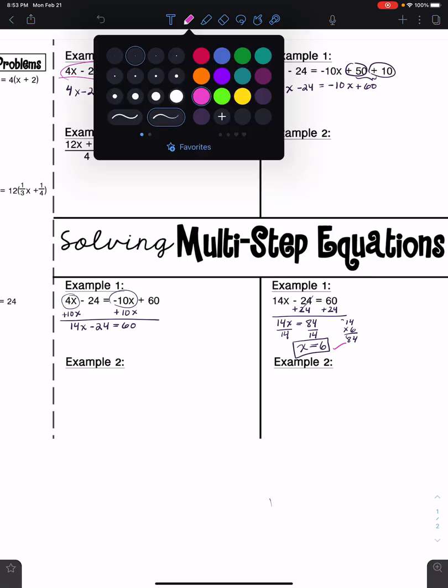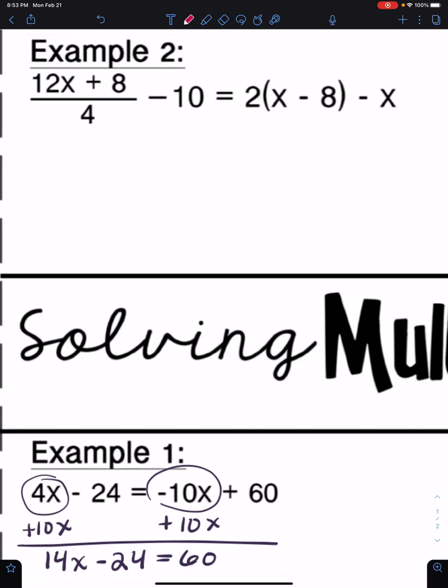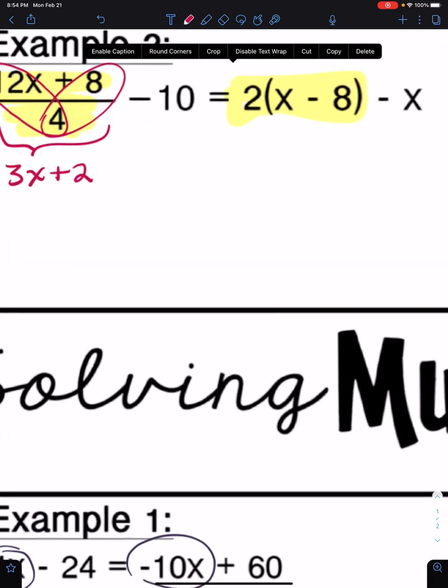Okay, we have another equation here that we're going to follow the steps for. In this case, we have two places where distributing is happening. Right here, distributing with division, and right here, distributing with multiplication. So let's do the distributing first. Over here, 12x divided by 4 is 3x, and 8 divided by 4 is 2. So we're dividing this by 4 and dividing this by 4. Everything that I'm not doing in that step, I'm just recopying.